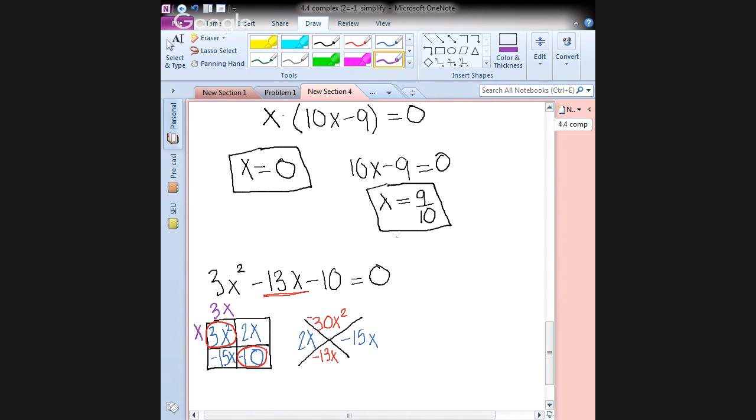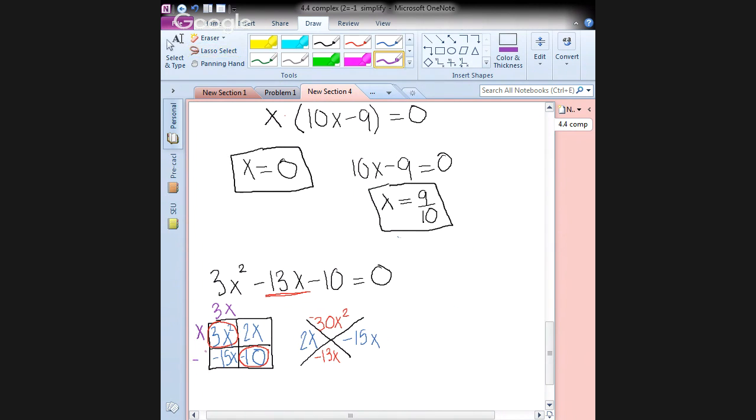But then I have to say, well, 3x times what gives me a negative 15? Well, negative 5. So I'm giving you just a different way to think about it. And then I would find my last guy here in this spot here. I'm looking for x times what is going to give me a 2x. Well, x times 2 gives me 2x, and there would be the outside.